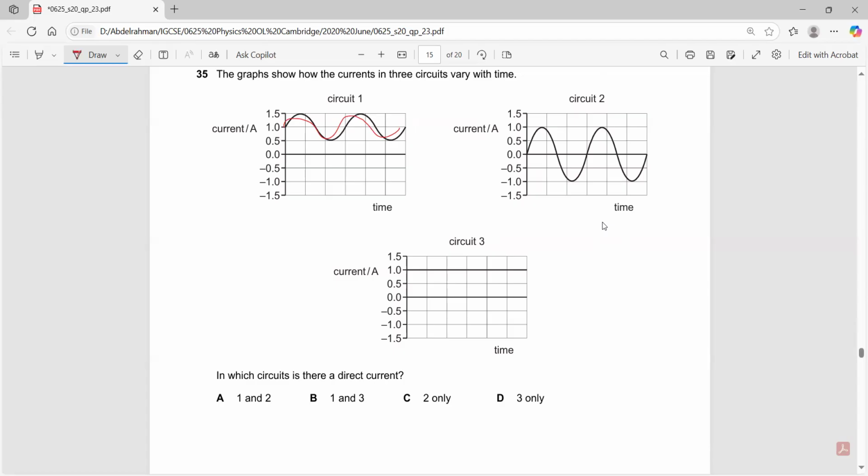For example, you could have the current in this way. This would also be a direct current. Why? Because it's only moving in one direction. So 1 is correct and 3 is correct. 2 is wrong. 1 and 3.